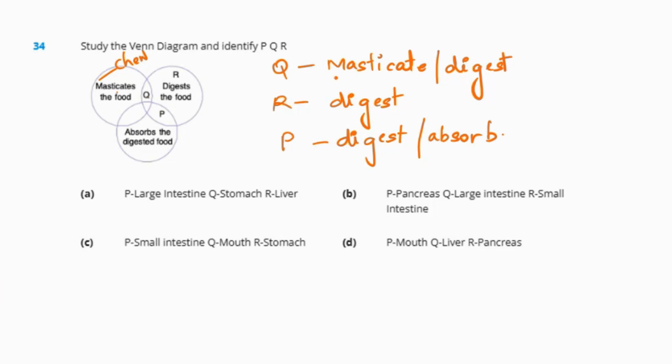So, Q can be what? Q is mouth because Q is responsible for mastication and also the digestion, right? So this can be our stomach. And digestion and absorption is done by the small intestine. And also only the digestion, that is done by what? Digestion is done by, yes. So that can be stomach.